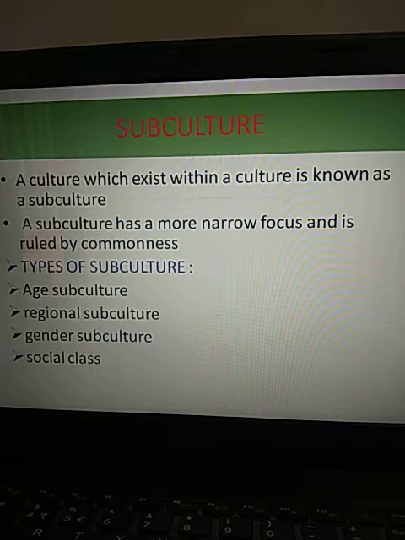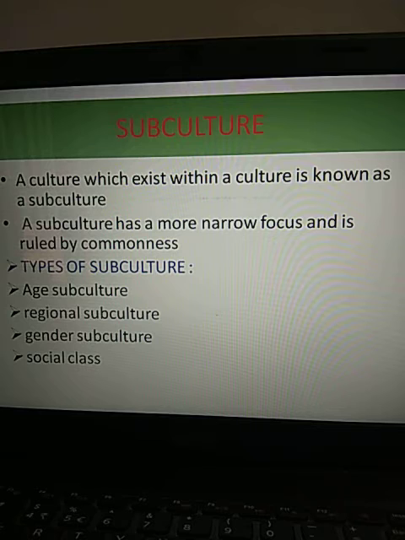So generally, a narrow way of focusing on the culture is called subculture. A subculture has a more narrow focus and is ruled by commonness. Commonness here means similarities. So as far as the subculture is concerned, the important categories are age subculture, regional subculture, gender subculture, and social classes. As you all know very well, according to the age group, the customers are going to have different needs.